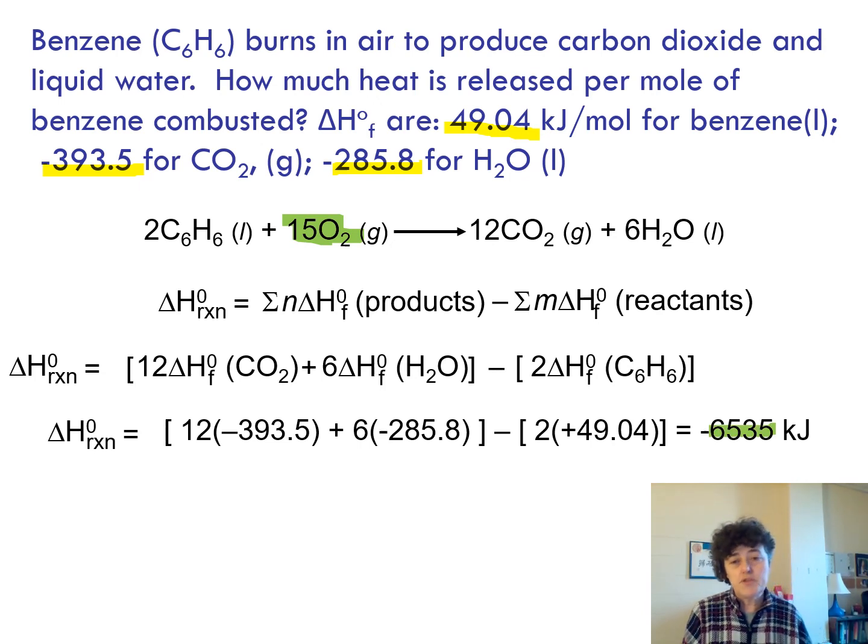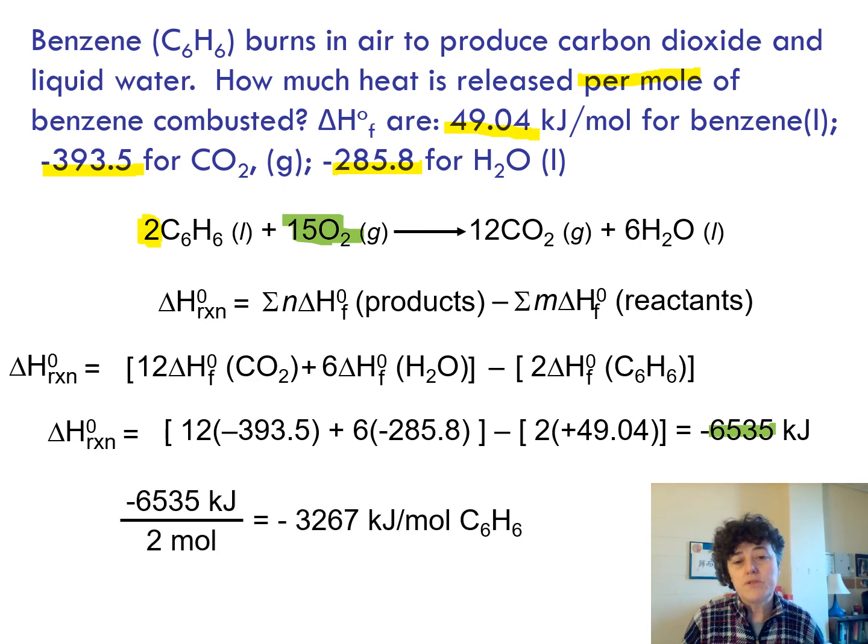You may think that you're done, and if this is a multiple choice, chances are that this would be given as one of the potential answers. But you're not done, because what they're asking you is how much is released per 1 mole of benzene. But in this reaction, you have a coefficient of 2 in front of the benzene. So you are releasing 6,500 kilojoules when you're burning 2 moles of benzene. To find the amount released per 1 mole, you need to divide by 2.